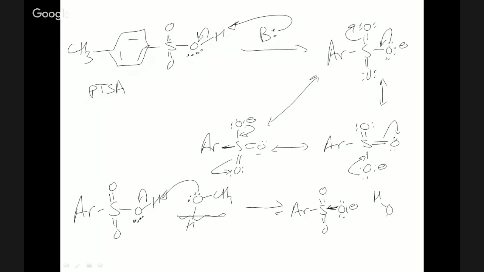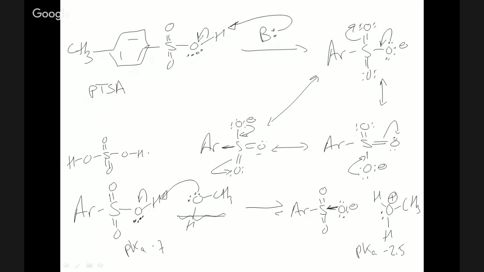We get the protonated form of methanol, with a plus charge and a minus charge, right? This pKa is negative 2.5. This pKa is negative 7. The equilibrium is going to go all the way to the right. Again, this is no different than sulfuric acid. These are the same acidity.